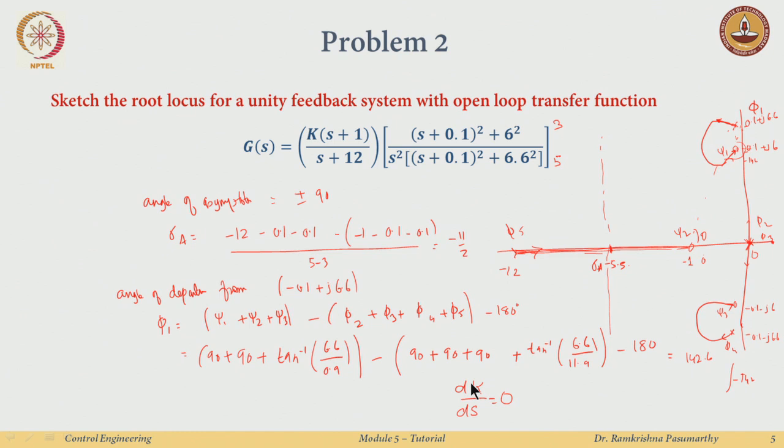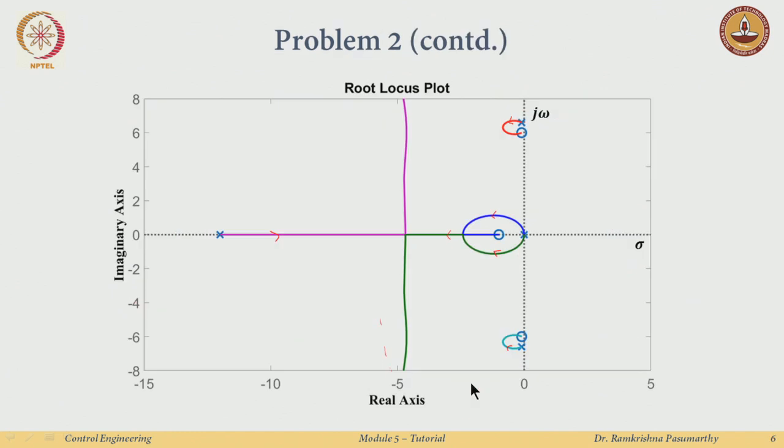And then the rest is just a computational procedure. You just do dk by ds equal to 0, and then you get this plot which looks like this, right. Okay. This is a little ugly here, but we have to draw it by hand. So, it looks a little distorted, but this is more or less how the plot actually looks.